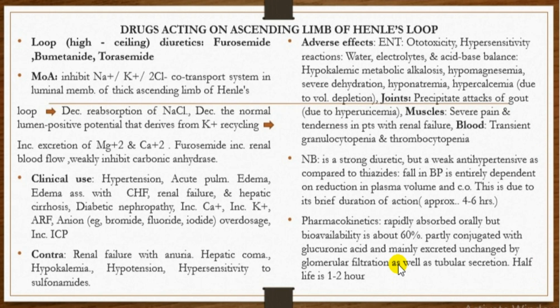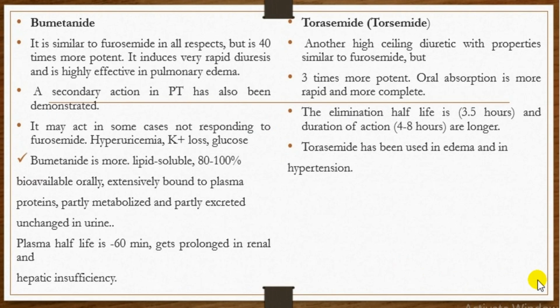They are rapidly absorbed orally, but bioavailability is still about 60%, and they are partly conjugated with glucuronic acid and also mainly excreted unchanged by glomerular filtration as well as tubular secretion. The half-life is around 1 to 2 hours. Now let's have a quick look at the other forms of loop diuretics.